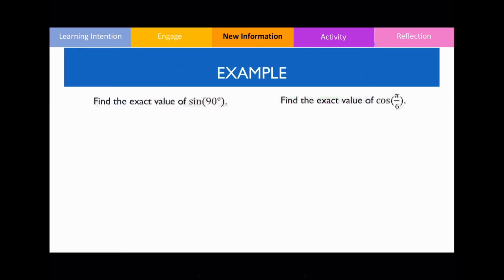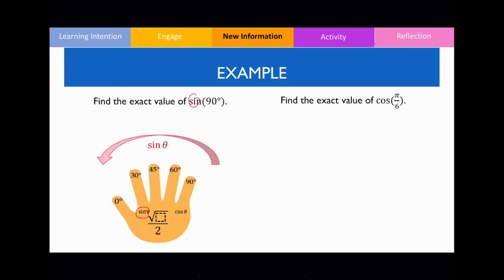So let's go through 2 examples, and I'm hoping through these 2 examples you're going to be a lot better at finding the exact values. The first question wants us to find the exact value of sine 90 degrees, okay? Because it's asking for sine, notice over here I've done this sine on the left hand side, so this means that you have to read towards the left. You have to count the fingers found towards the left when you put one finger down.